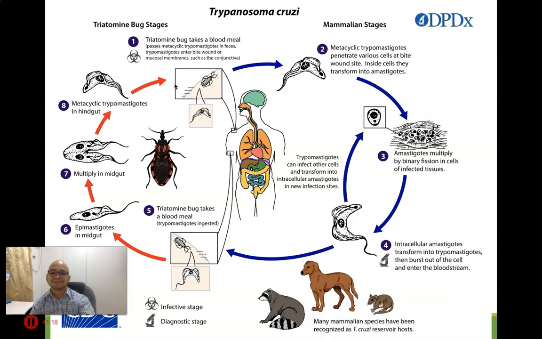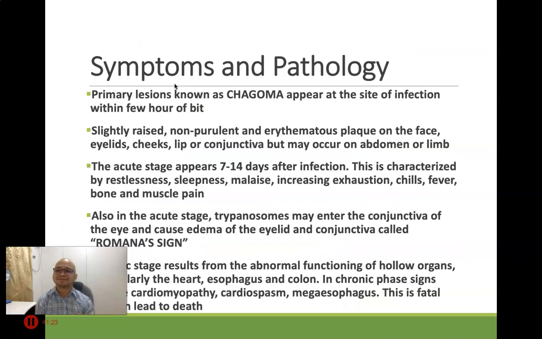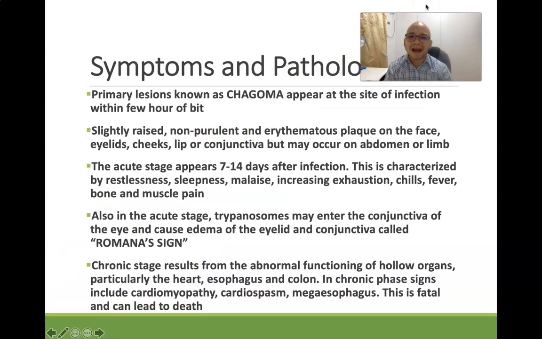Okay? So, what will happen? There would be a primary lesion. So, we call it the chagoma. Chagoma appears at the site of infection within a few hours of the bite. Characterized by a slightly raised, non-purulent erythematous plaque. Ibig sabihin, namumula. Okay, on the face, eyelid, cheeks, lip, or conjunctiva, but may occur on the abdomen or limb.